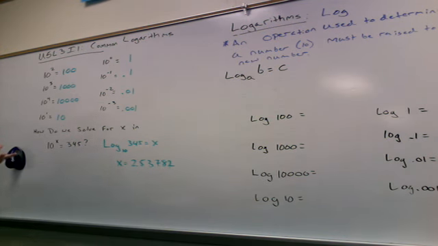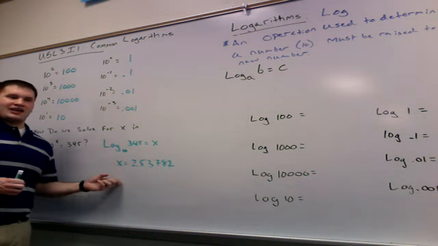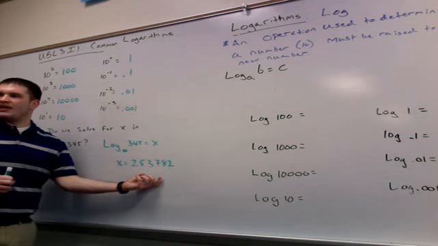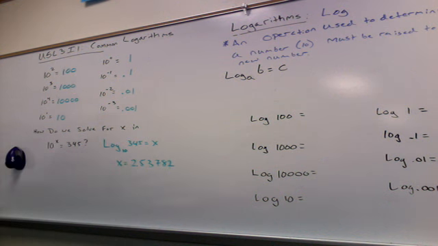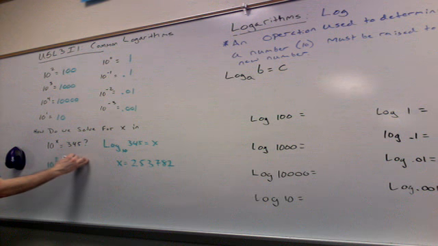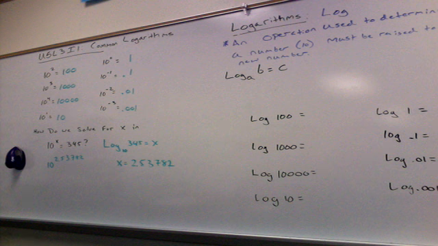So this is telling you that if I do 10 to this power, what am I going to get? 345. We'll try that out. Do 10 to the 2.53782, bless you, and see what you get. Do 10 to the 2.53782. Let's see what we get.